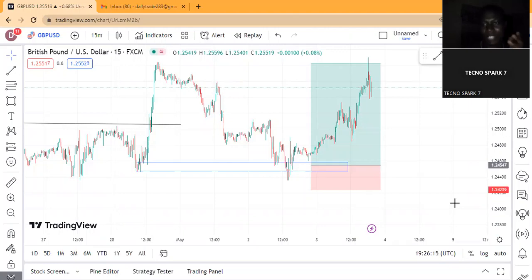Vitalis, I think the noise is coming from your side. Please, try to manage that. Yeah, there is a noise coming from your side there.